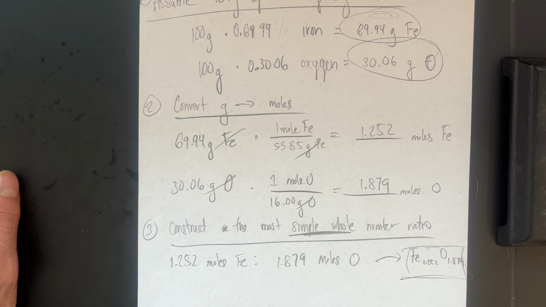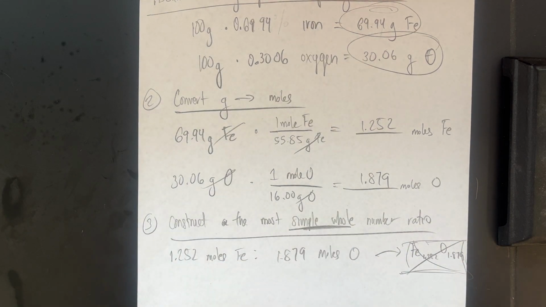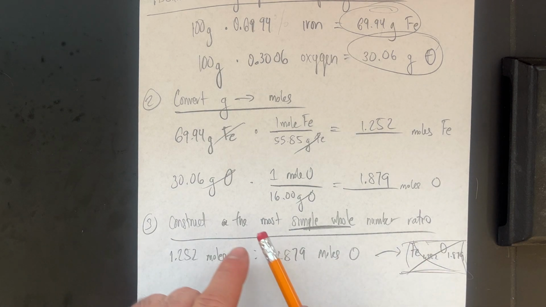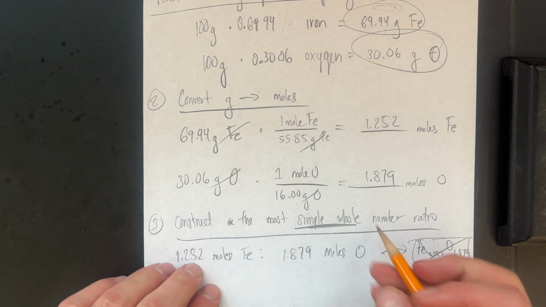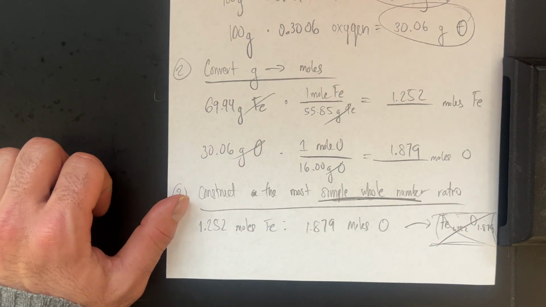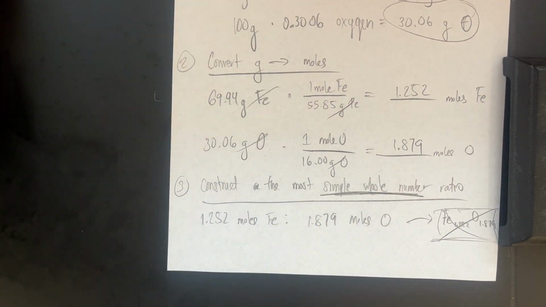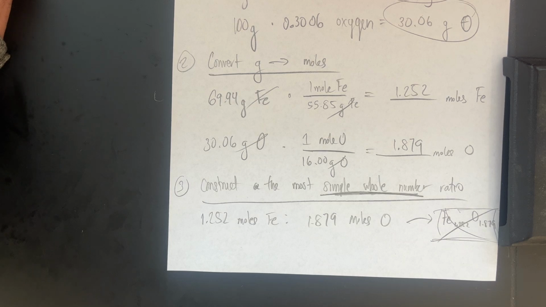There's a couple more minutes, and the reason why is that we can't do that, right? Because who writes their formulas like that? You've never seen a formula like that, right? So that's why we need to make the most simple whole number ratio. Now, how the heck do we do that? How do we turn these into whole numbers? Well, here's the trick. You can do this in a variety of ways, actually, but here's what I'd recommend.